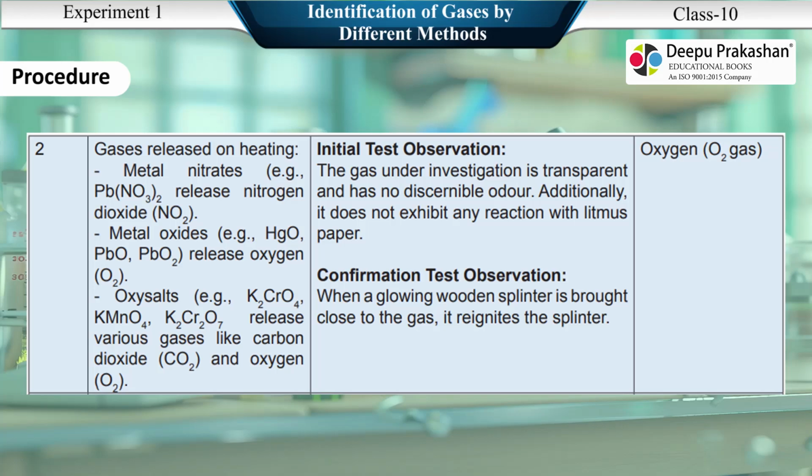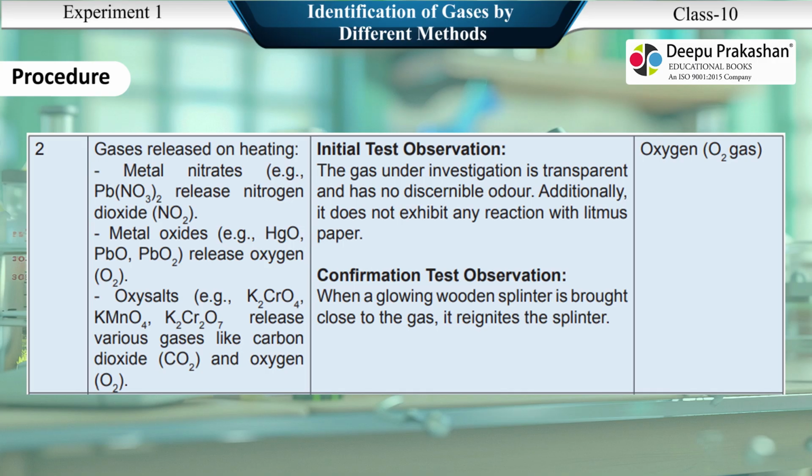2. Gases released on heating. Metal nitrates, example Pb(NO3)2, release nitrogen dioxide, NO2. Metal oxides, example HgO, PbO, release oxygen, O2. Oxosalts, example K2CrO4, KMnO4, K2Cr2O7, release various gases like carbon dioxide and oxygen.